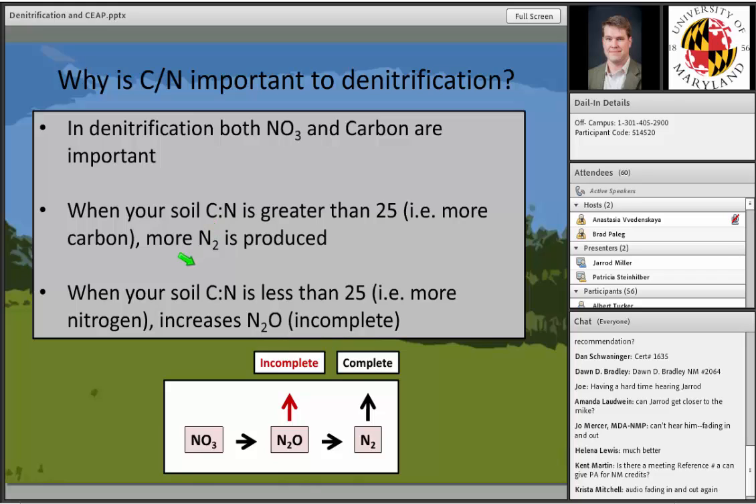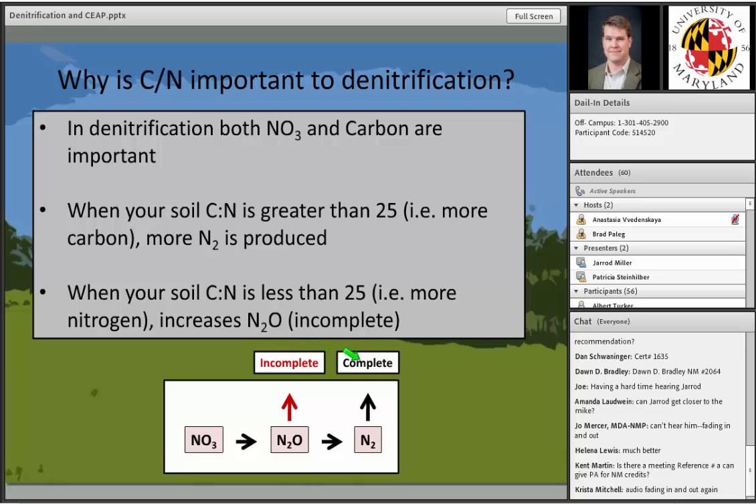And all this means, so here's your complete going all the way to N2, is if you have a material that has enough carbon, it has enough electrons, it has enough energy, then you reduce it all the way to dinitrogen gas. But when you have a lower C to N, that means you have more nitrate than you have carbon as the energy source, you end up with incomplete. So while some might go all the way to N2, some of this will come off as N2O. So denitrification can be incomplete and produce N2O, or be complete and produce N2.